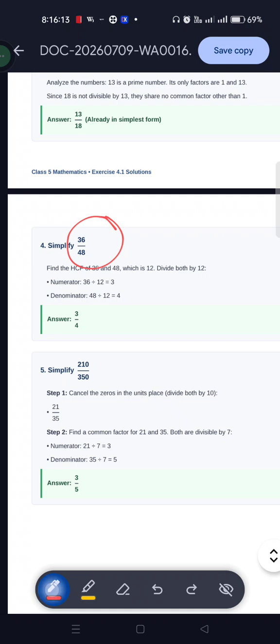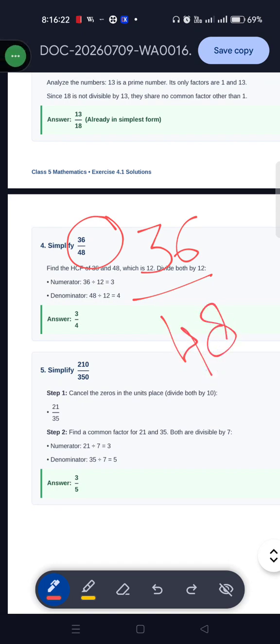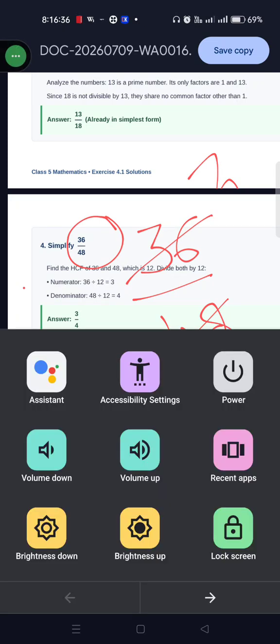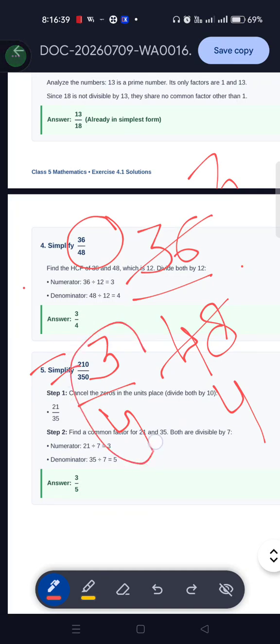So here what will we do? We will divide by 12. I am writing it here, 36 upon 48. You can see that 12 threes are 36 and 12 fours are 48. So our answer here will be 3 upon 4. Now 3 upon 4 is a form which cannot be cut further. So we can say that 3 upon 4 is the simplest form. Okay, so the simplest form of 36 upon 48 will be 3 upon 4.